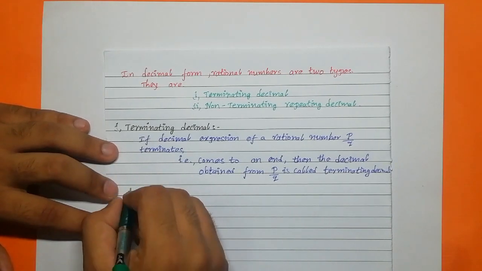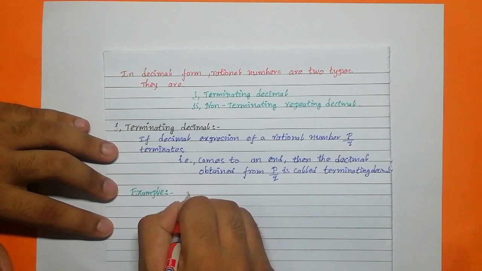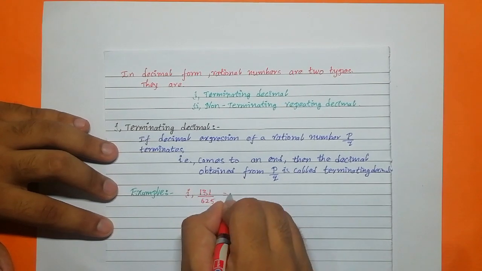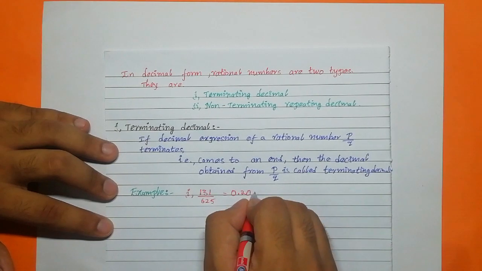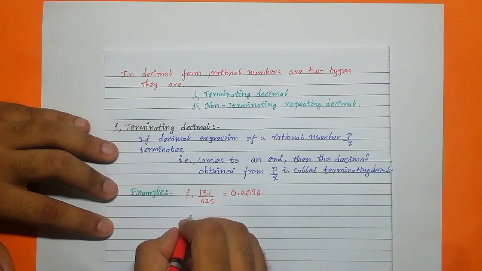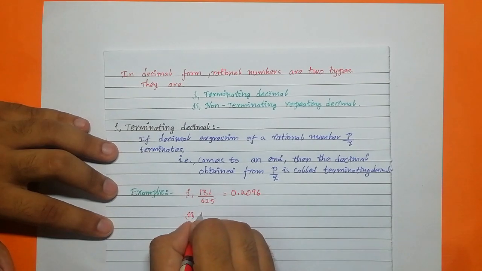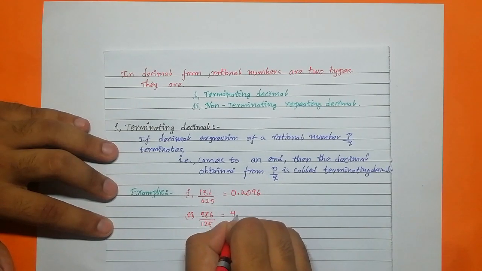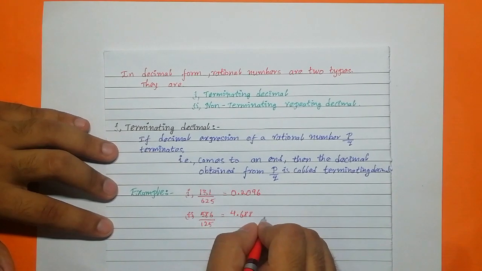Now let us know about two examples. Example 1, 131 by 625 is equal to 0.2096. Second example, 586 by 125 is equal to 4.688. These two are examples for terminating decimal.